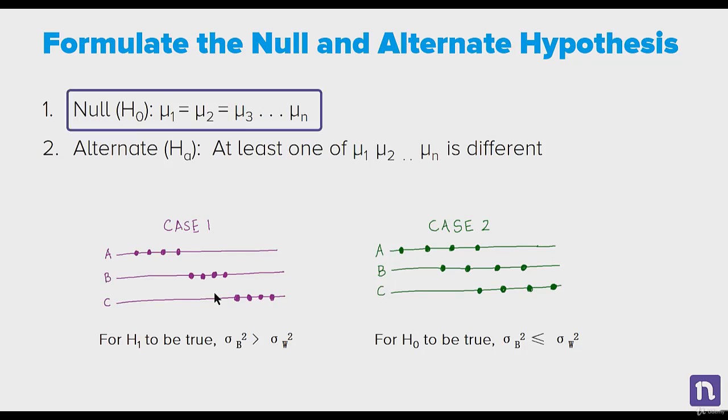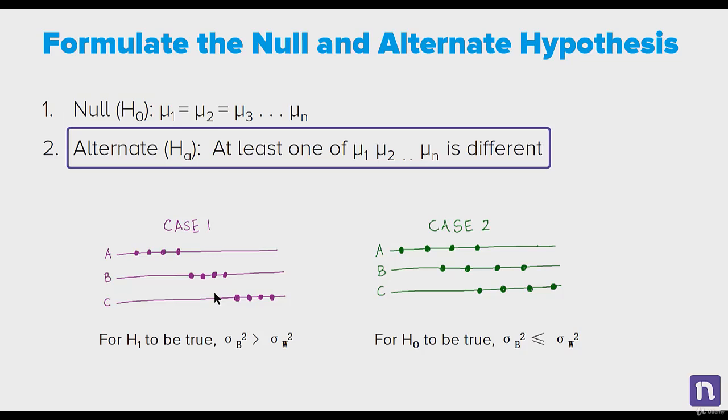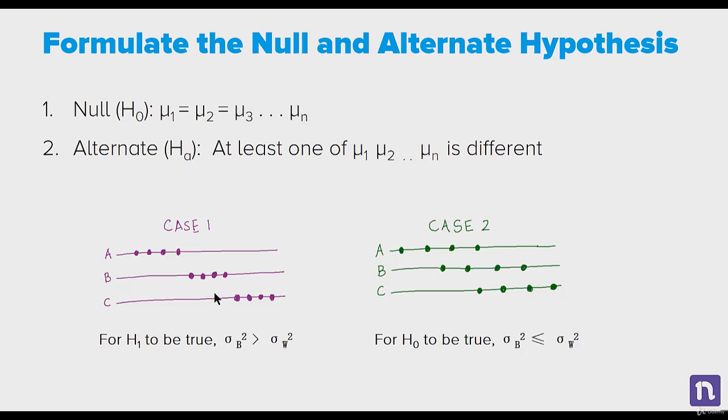The null hypothesis states the means of all the groups or the populations are the same. The alternate is the opposite, that is, at least one of the means is different from the rest of the groups. So that is the alternate.